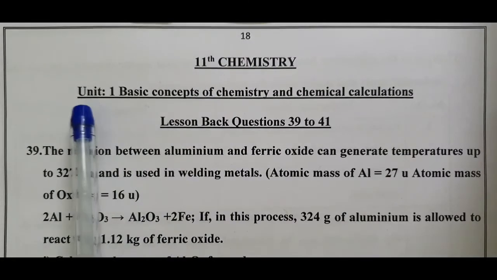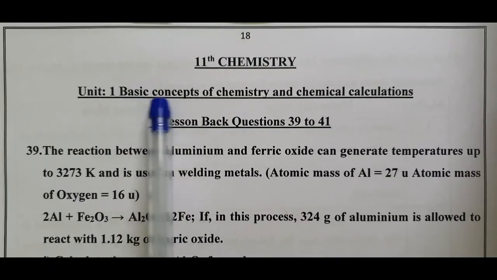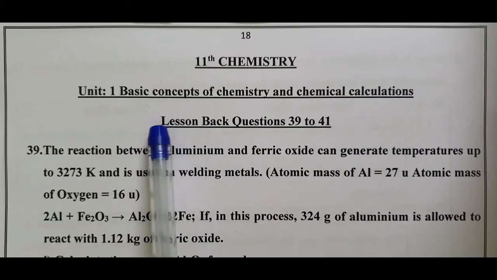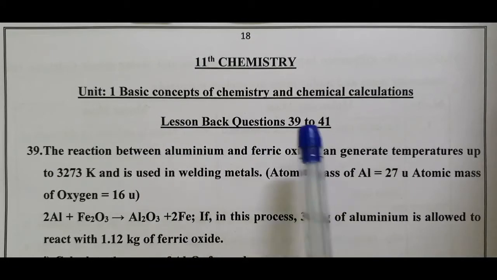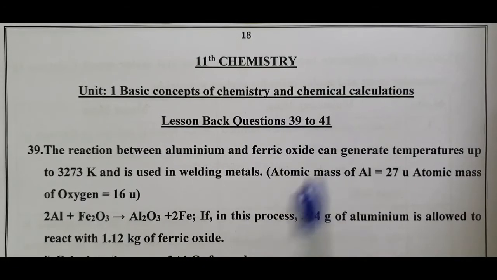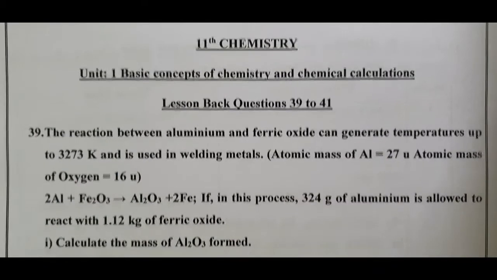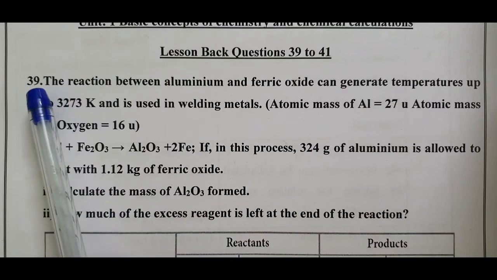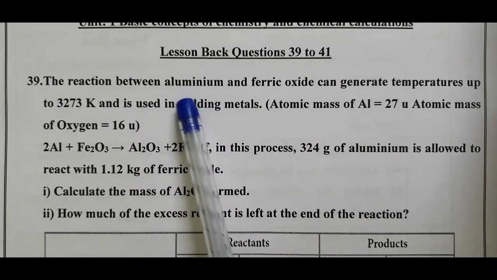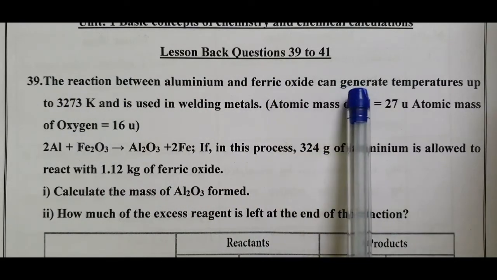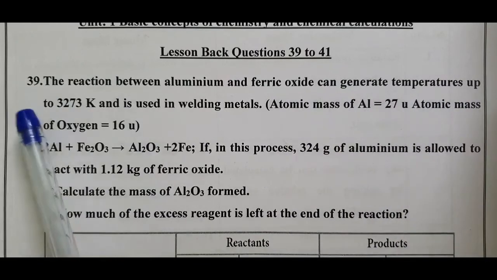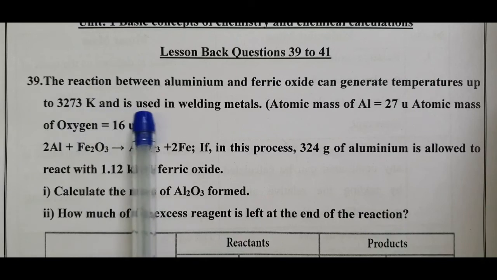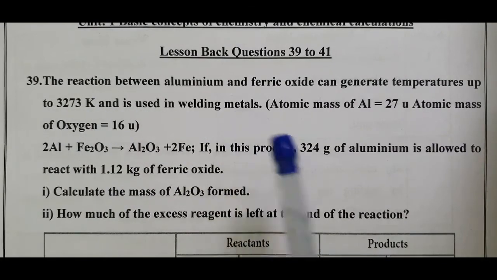11th Chemistry, Unit 1, Basic Concept of Chemistry and Chemical Calculations, Lesson Back Questions, Book Back Question 39 to 41. Question number 39 is Limiting Reagent Problem. The reaction between aluminum and ferric oxide can generate temperatures up to 3273 Kelvin and is used in welding metals.